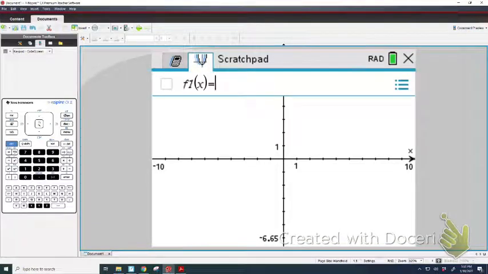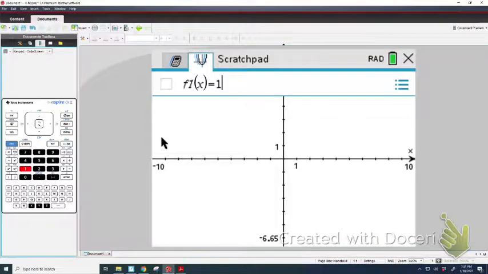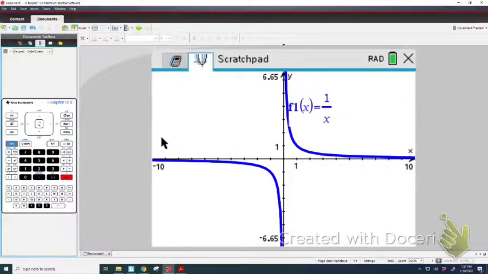So here I am in the graph function. I can type 1 divided by x, and I get a really weird looking graph. It almost looks like 2 graphs, but it's just 1. And it's because as you read it left to right, it skips 0. So it never actually crosses that middle spot.